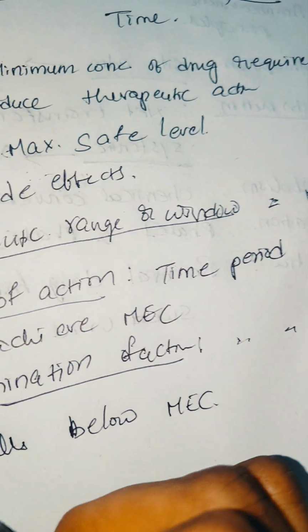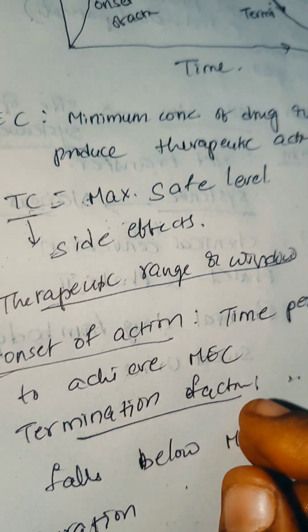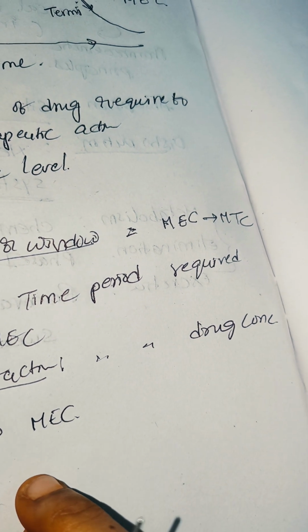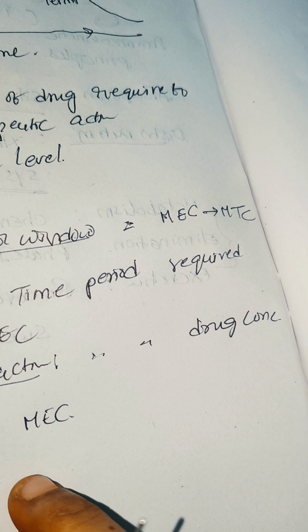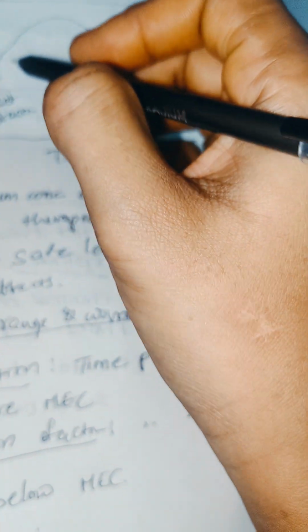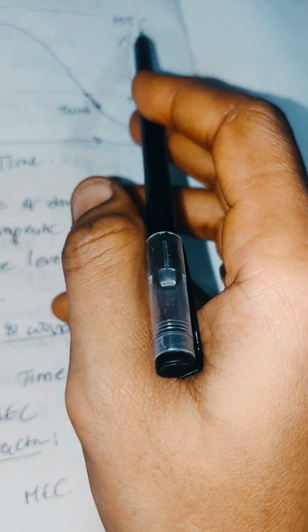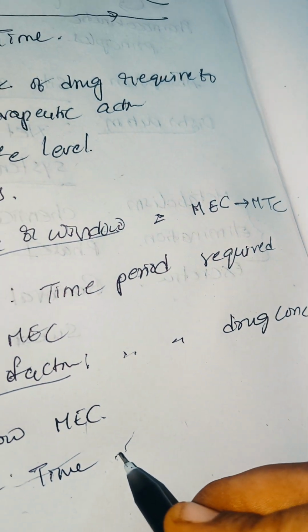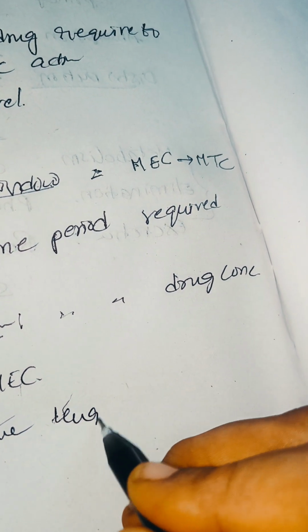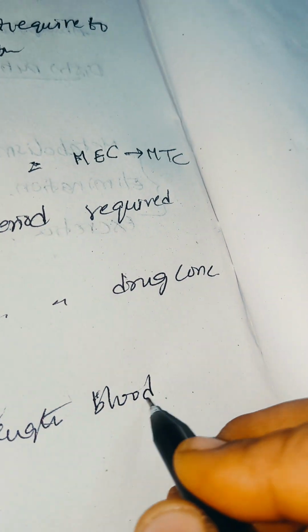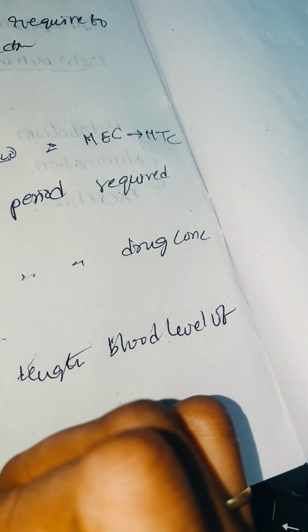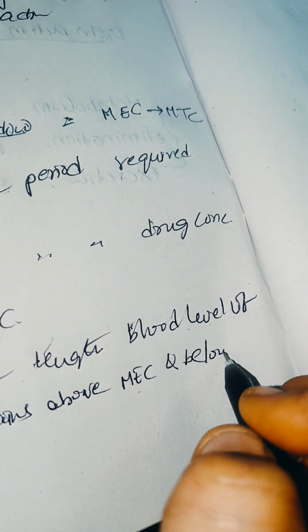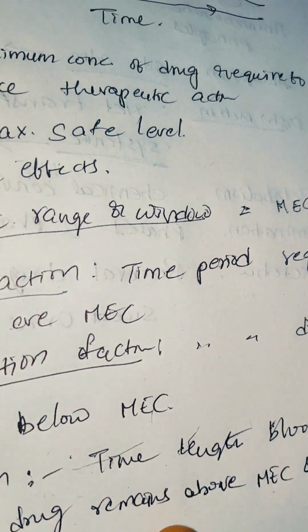Then duration of action. It is defined as the length of time for which the blood level of drug remains above the minimum effective concentration and below the maximum therapeutic concentration, MTC. Then it is called duration of action.